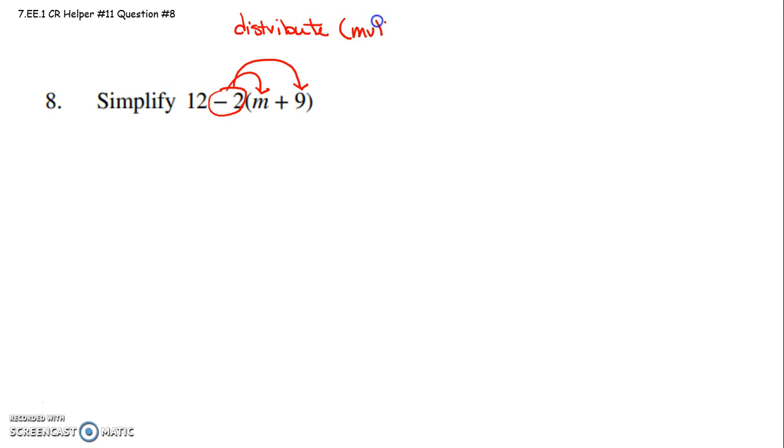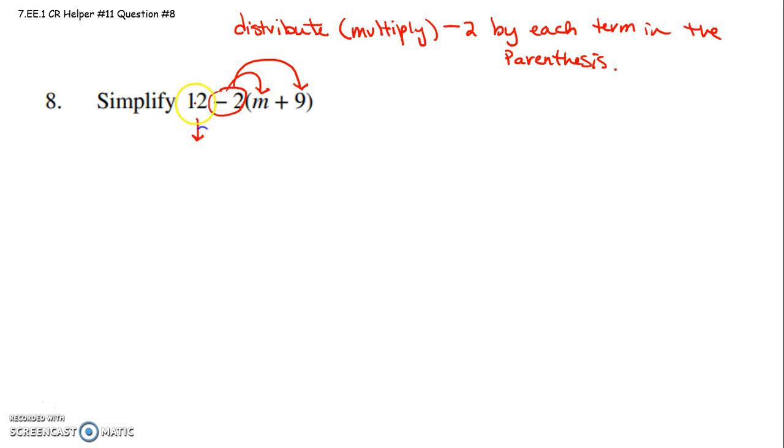Distributing means we're going to multiply -2 by each term in the parentheses. First of all, my first term way out front, that constant 12, is just going to stay there. We're going to distribute a -2 through. -2 times m is -2m. Then you have to do -2 times +9.